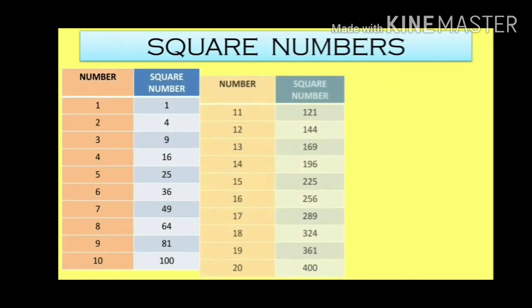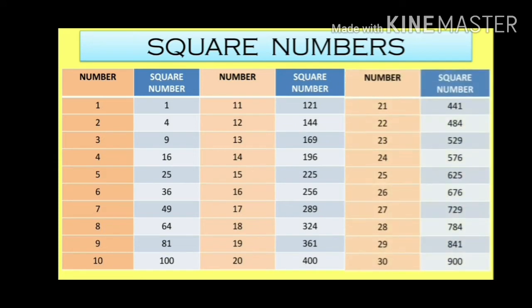So let's see some square numbers. As you can see, it's a list of all the square numbers of the numbers starting from 1 up to 30. When I say it's a square number, let's take a square number 121. So 121 is the square of 11. That is, 11 squared is equal to 121. So 11 into 11 is 121. In this way, we get the square numbers. This list we have to learn by heart so that it will be easy for us to understand the properties.